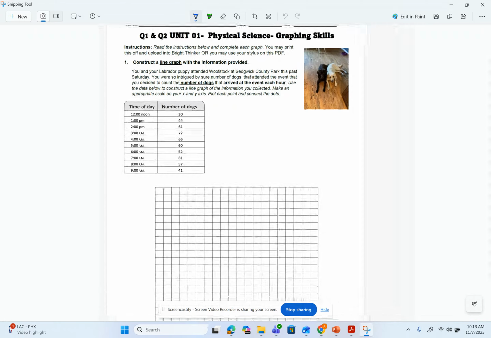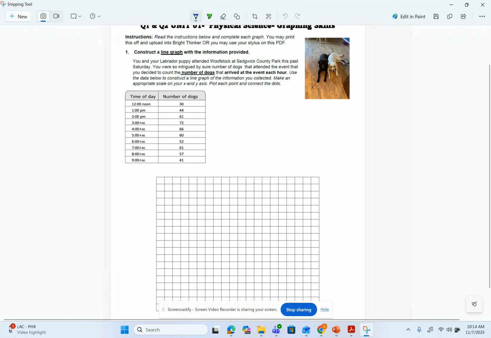It says you and your Labrador puppy attended Woofstock at Sedgwick County Park this past Saturday. You were so intrigued by the sheer number of dogs that attended the event that you decided to count the number of dogs that arrived at each event each hour. Use the data below to construct a line graph of the information you collected, make an appropriate scale on your X and Y axis, and plot each point and connect the dots.